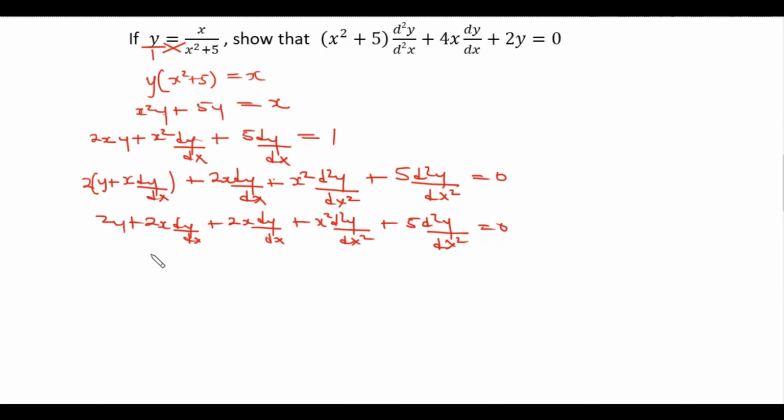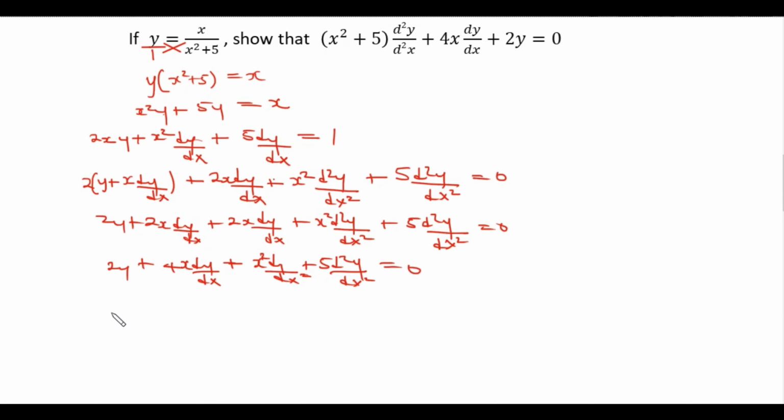So we have here, collect like terms, this and this are like, 2x dy/dx, 2x dy/dx. So write 2x dy/dx and 2x dy/dx is 4x dy/dx. So this is 2y plus 4x dy/dx plus, again, you write this x squared d squared y, plus 5 d squared y all upon dx squared, don't forget to write, equals 0.